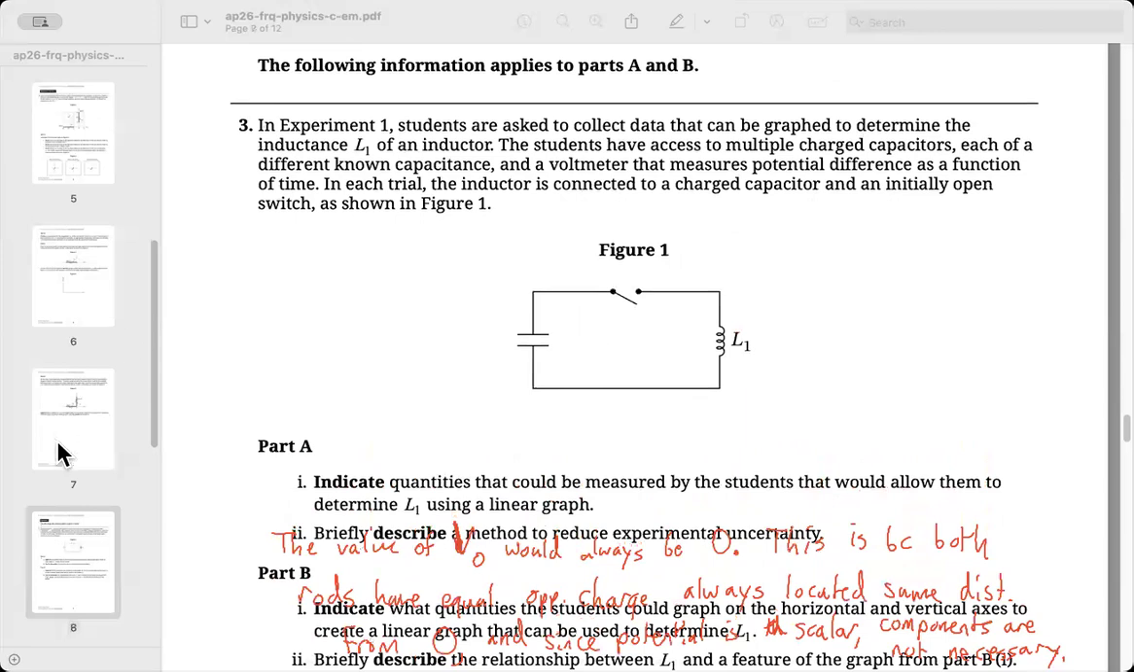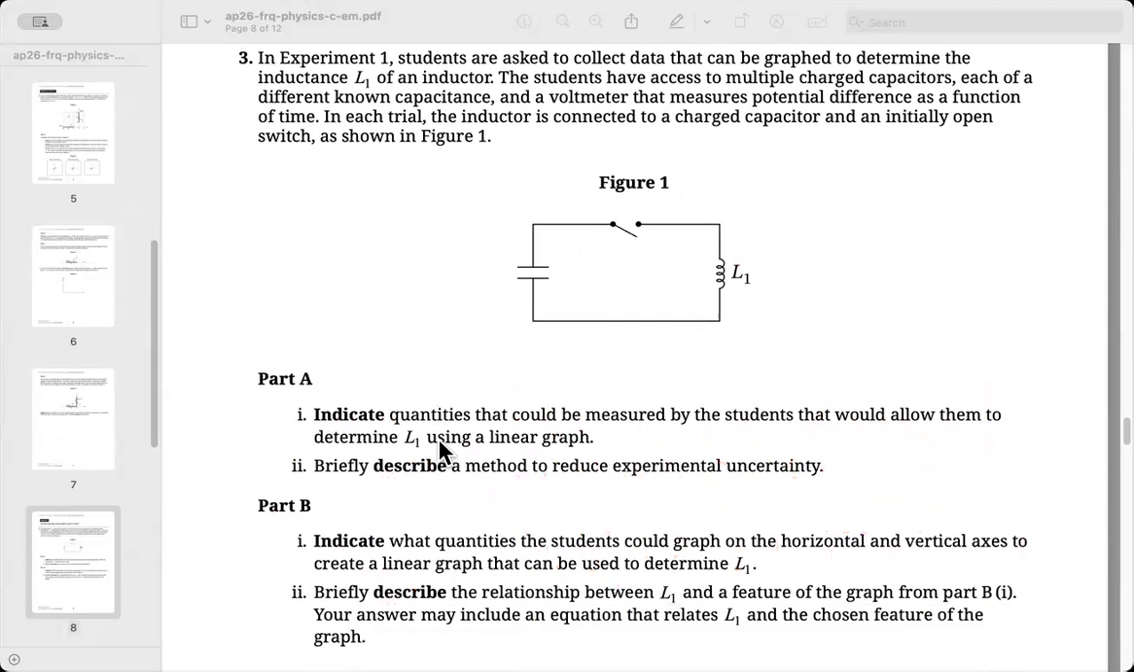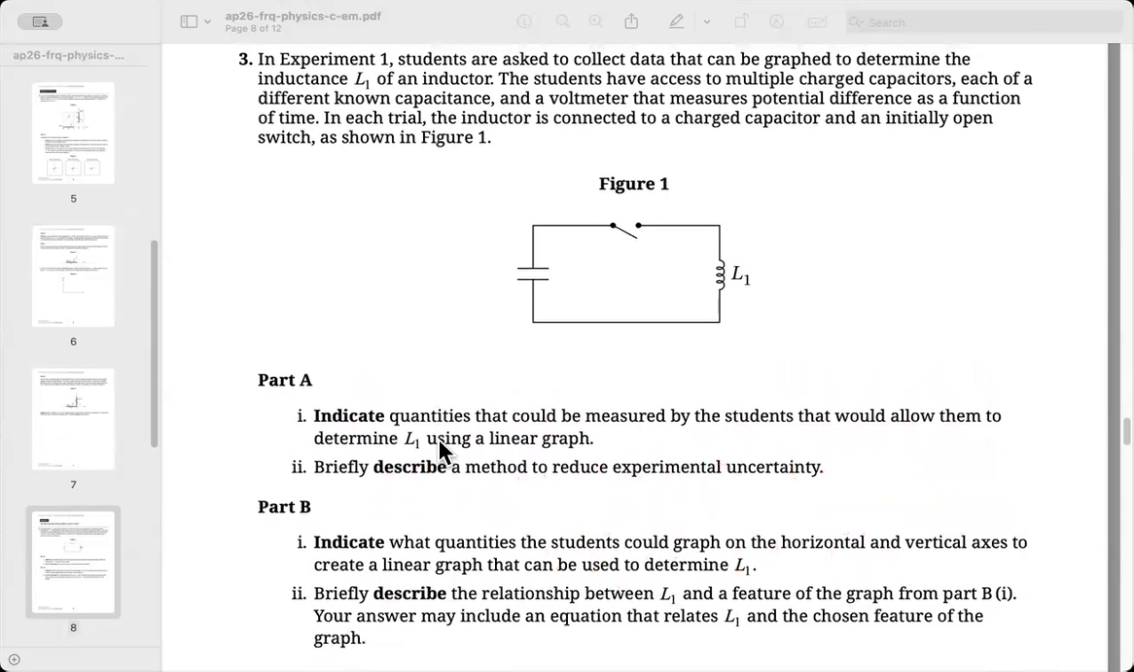All right, I heard some stories about this one, LC circuits. You want to determine the inductance. You're given several charged capacitors and a voltmeter, and you want to determine how you're going to measure potential difference as a function of time.